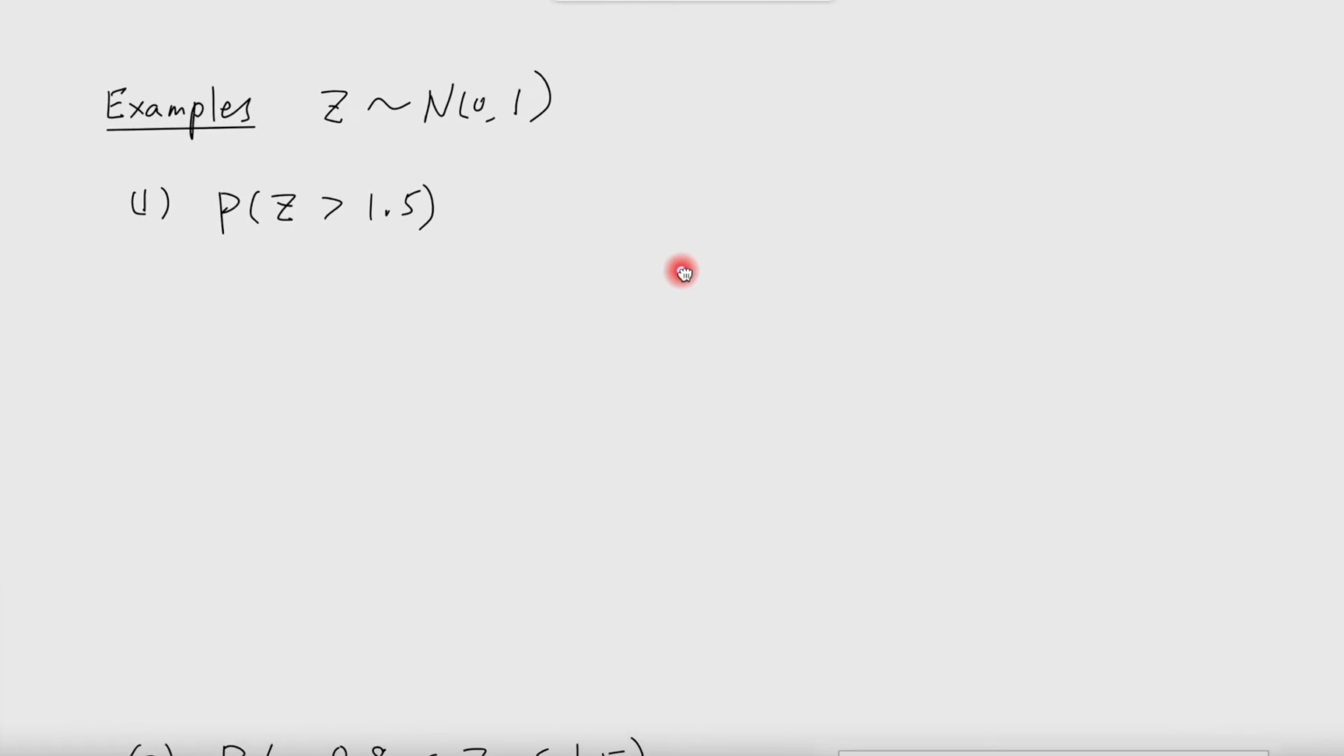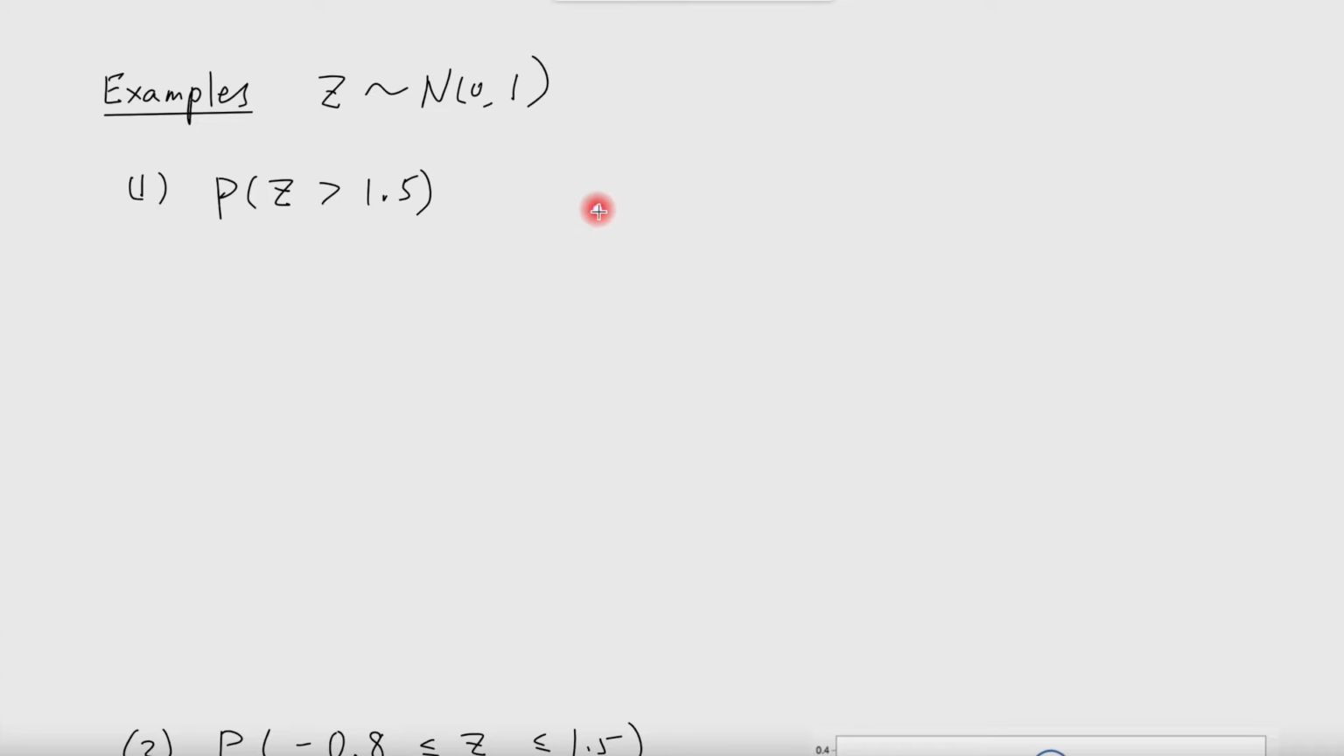Now here are some examples of standard normal distribution calculations. Again, we assume Z is a standard normal random variable. The first one: probability Z is greater than 1.5. This is equal to 1 minus probability Z is less than or equal to 1.5. This is because Z less than or equal to 1.5 is the complement of Z greater than 1.5, so the probability should be 1 minus.